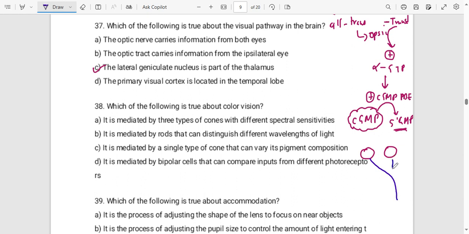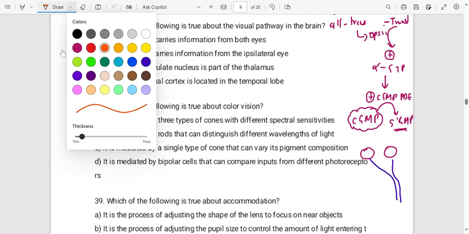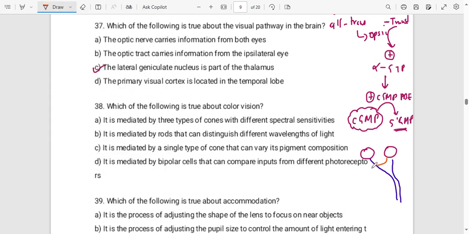Thank you so much. That's it. So look at these two that we are drawing here. So this is the optic nerve. You can see it's only carrying information from one eye. That's why this is not true. The optic tract carries information from the ipsilateral eye, and this is the tract. You can see the tract is carrying information from both the left eye and the right. So that's not true. Primary visual cortex is in the occipital lobe.